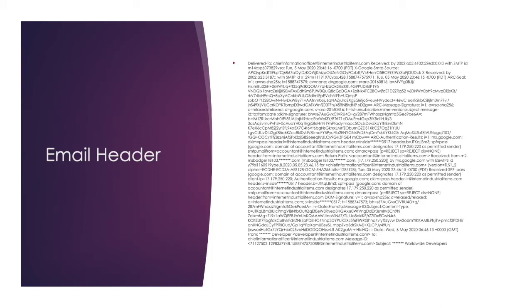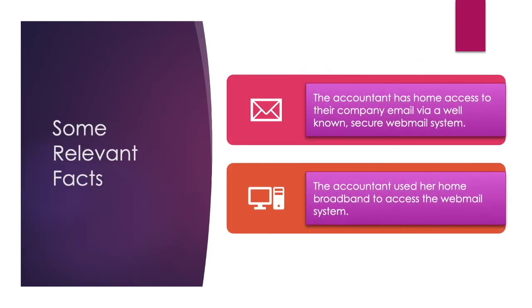So the question is now, what would the expert cybersecurity people look at next? Well, the cybersecurity team get the accountant's laptop and the email logs from the company server, and they find the following facts. The company has a webmail system and the accountant had home access to their company email. They used their home broadband system to access the webmail system, and there were numerous accesses to the accountant's webmail account from external IP addresses for about a week before the fraud was carried out.